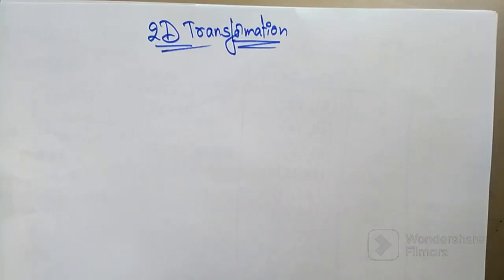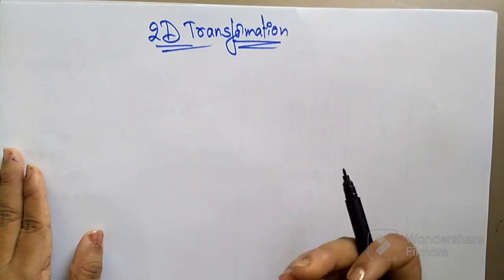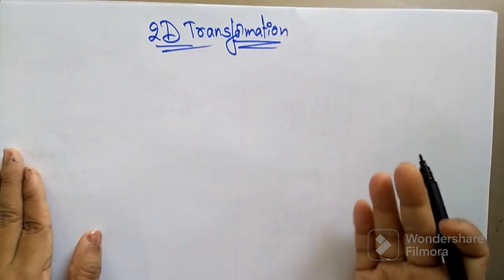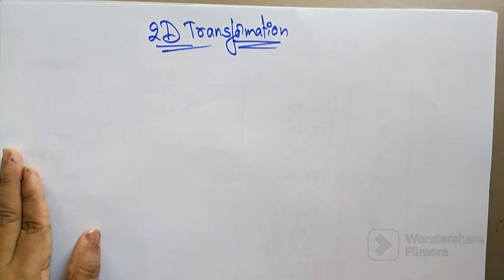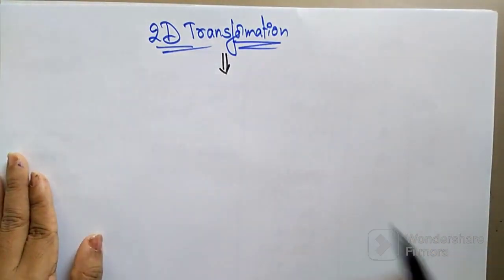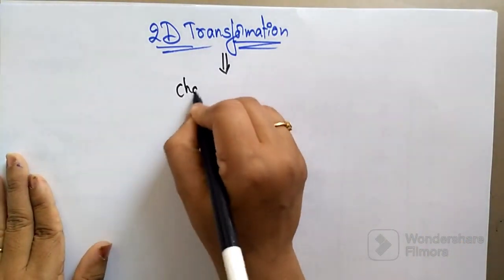Hi students, welcome back. Coming to the next topic in computer graphics, the 2D transformations. So what is a 2D transformation? After an object is created, sometimes it may be required to change the object in position or in size. That change is called a transformation. Transformation is nothing but the changing of an object after creation.